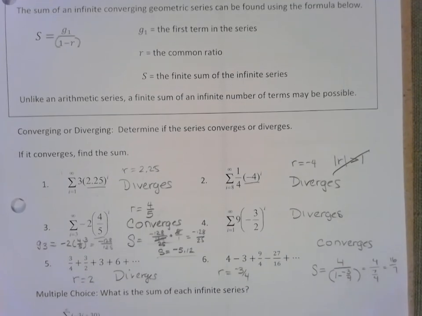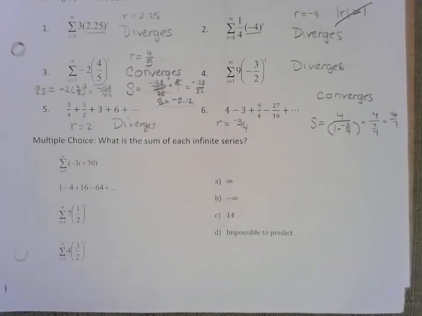And let's take a look at this section at the bottom. The directions say multiple choice. What is the sum of each infinite series? Well, let's do what I'm comfortable doing. Let's take a look at which one I think might have a finite sum. I'm just going to take a look. This is the first one that jumped out at me. Its ratio is 3/4. It looks like it's geometric.